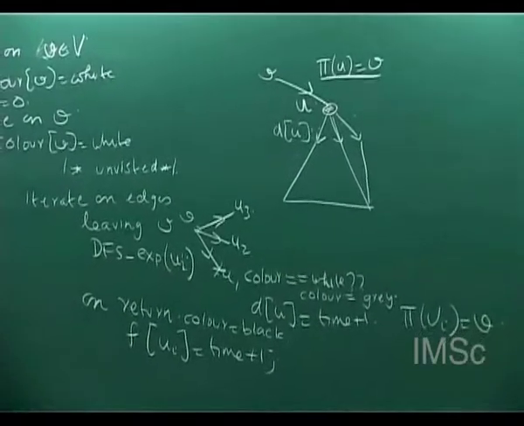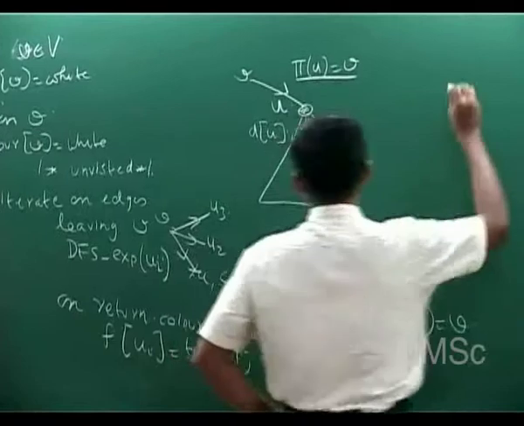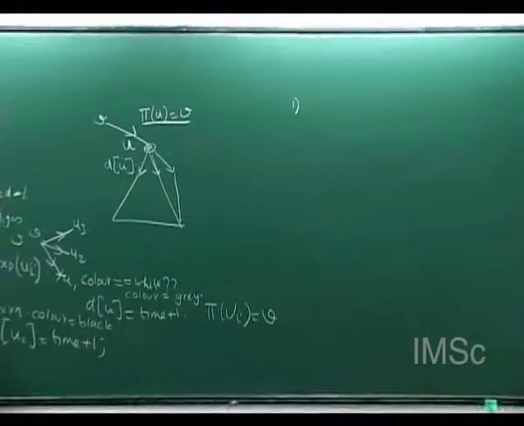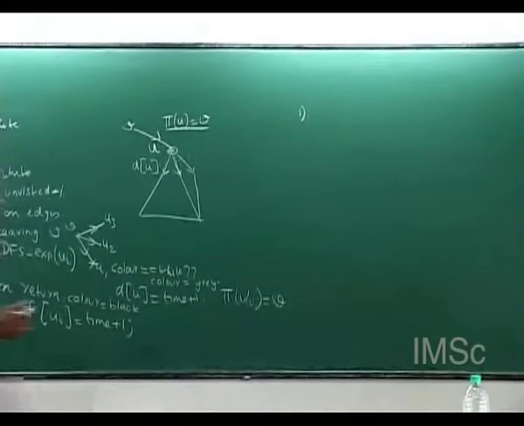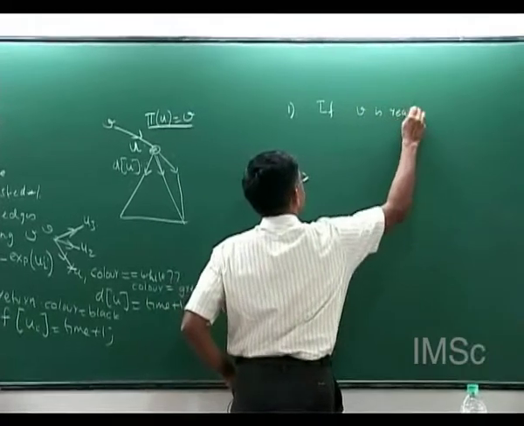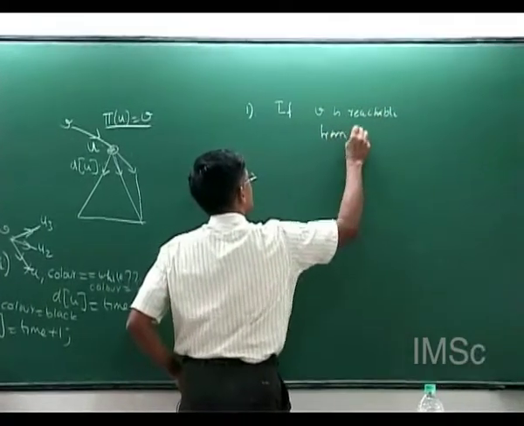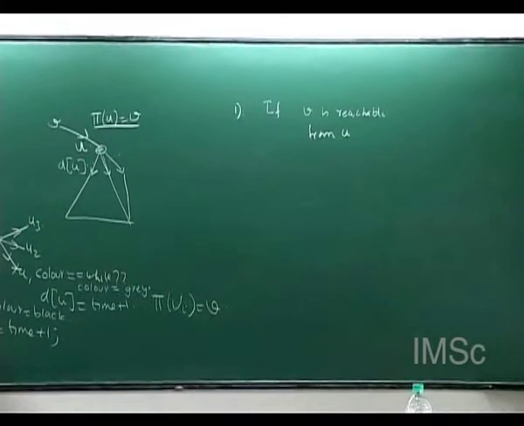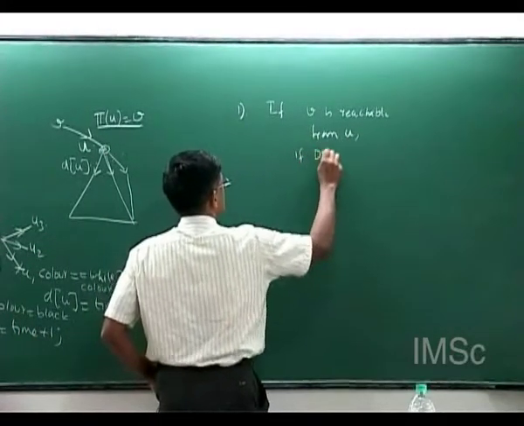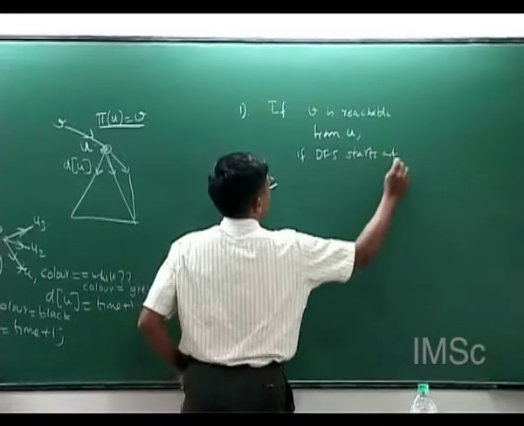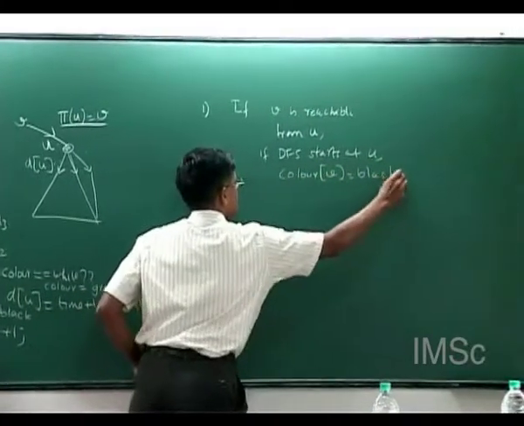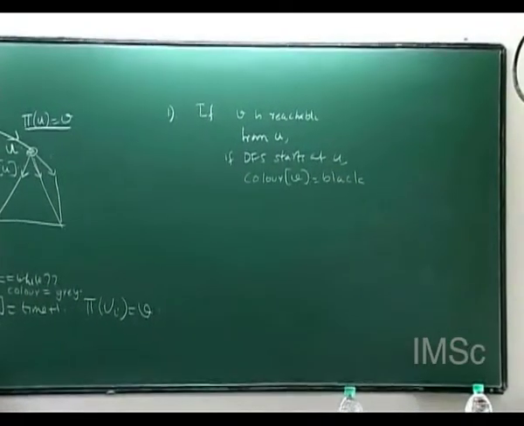Fine. All right. So let us just write some promises that this algorithm makes. The first one is that everything that is reachable from a starting vertex will indeed be colored black. So let us write this down. If V is reachable from U, and if you start a depth first search at U, then the color of V is black at the end of this execution.